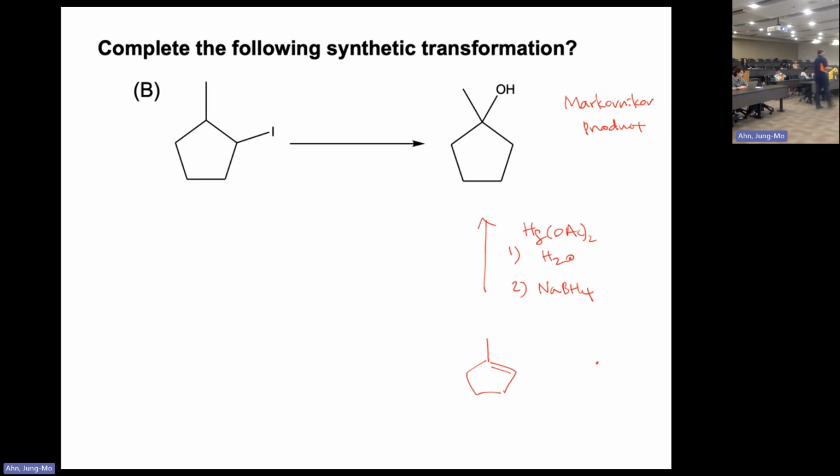E2 might be better. Whenever E2 is involved, you need a strong base. The strong base is going to come and pick up this hydrogen. Electrons are going to go here, making a double bond, kicking the halogen out. That's the E2 reaction. That makes a double bond from the alkyl halide. And then that makes this, and this goes to oxymercuration-demercuration. We can make that. So you need to plan things out.